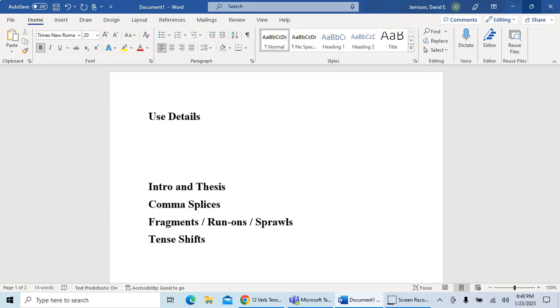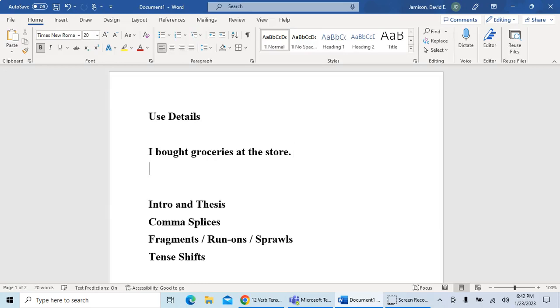So adding detail to a sentence in the simplest version, if you have an undetailed sentence, it can be very vague, like this one. I bought groceries at the store. So that's a very simple sentence, a very boring sentence. There are definitely better ways that we could write it, though. So let's try one of those now. Let's just try to add in details to this to make it more interesting.